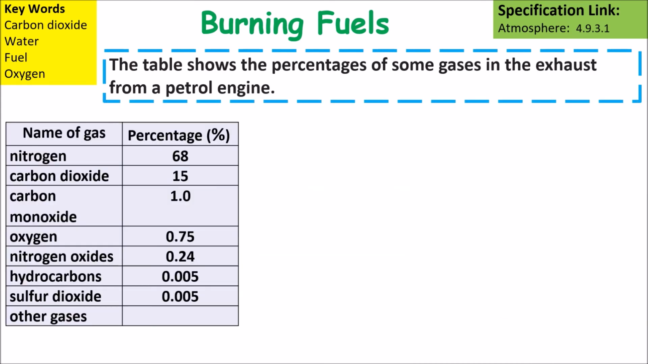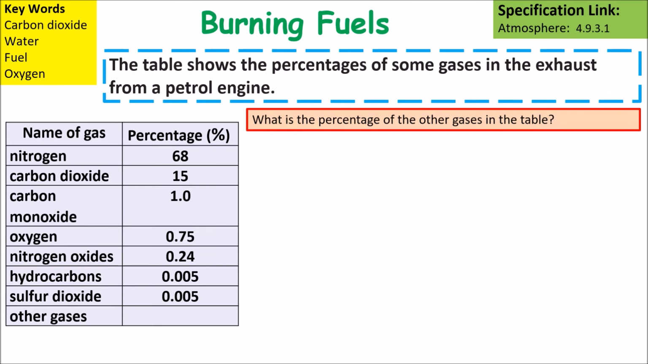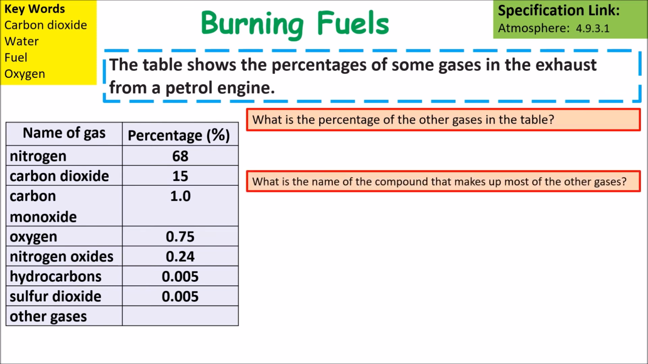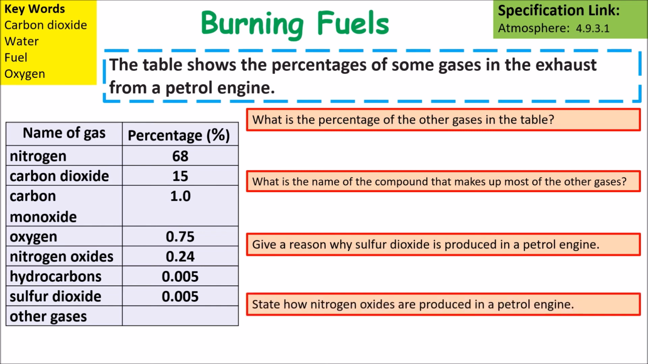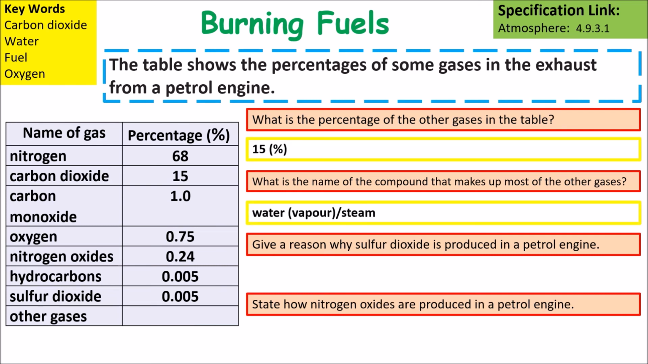So the table below shows the percentages of some of the gases in exhaust from a petrol engine. If we think about what percentage of gases make up other gases, what is the name of the compound that makes up most of the other gases, give a reason why sulfur dioxide is produced in petrol engines, and say how nitrogen oxides are produced. The percentage that's other gases must be 15%. Water vapour or steam is also produced.